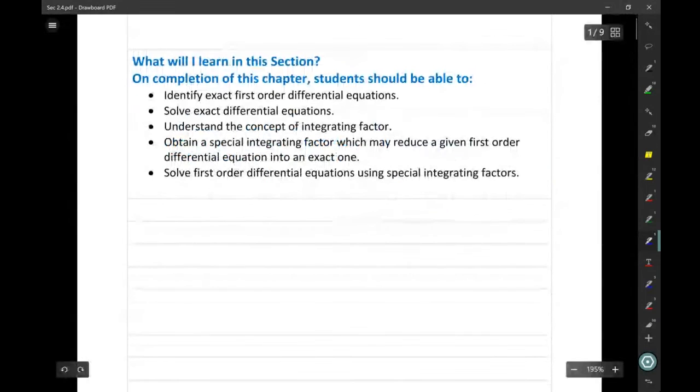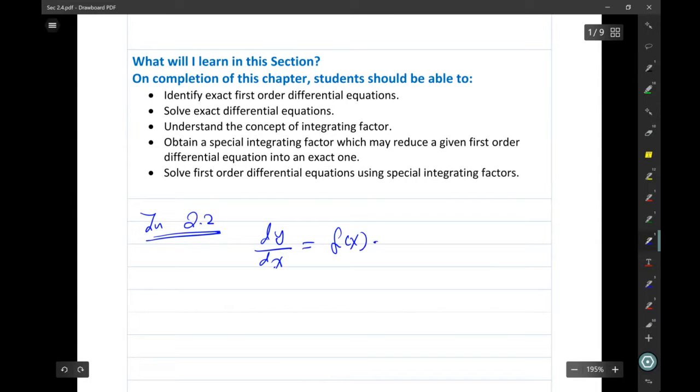In section 2.2, we studied that a differential equation is called separable if it is written as a function f of x times another function g of y, which is the separable differential equation.